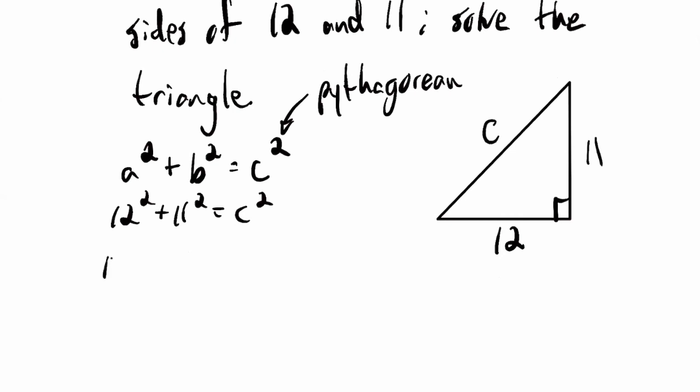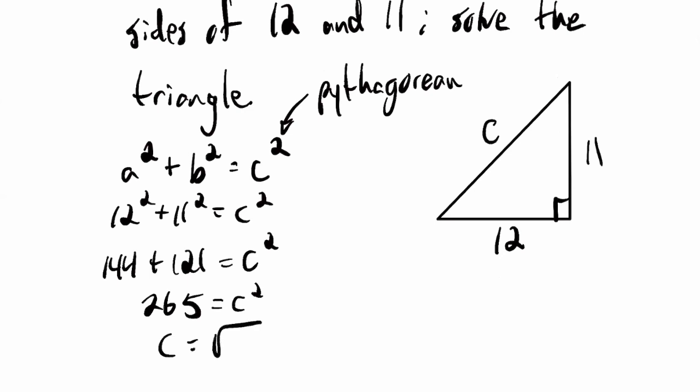So 144 plus 121 equals C squared. So 265. So C equals the square root of 265. And sometimes we want a decimal number, so let's go ahead and do that with this one. Square root of 265. Okay. So I get 16.279, a little bit more than 16. So that's the hypotenuse done.